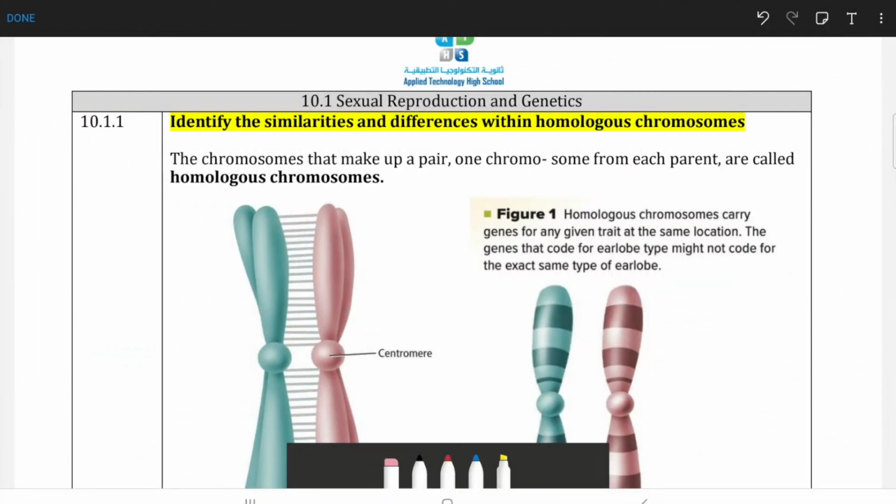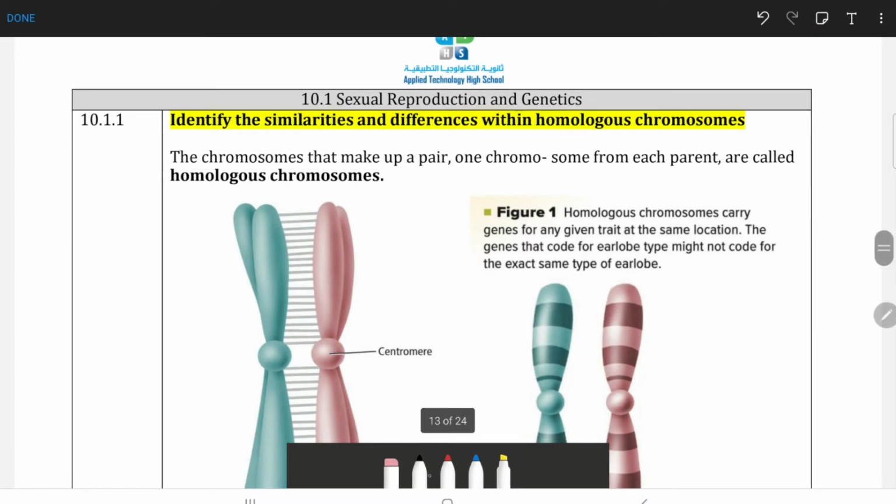Now, let's enter into topic 10, and this is the last topic. But first we have to go to 10.1 and then 10.2. So, we have to see first of all 10.1. It talks about sexual reproduction and genetics. So, basically, in sexual reproduction, we are going to talk about the second type of cell division.